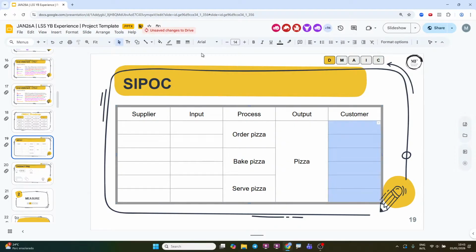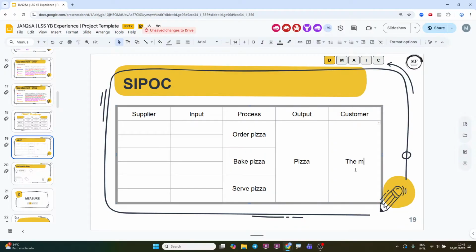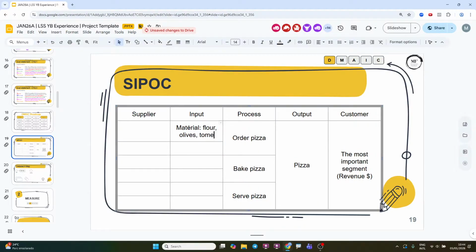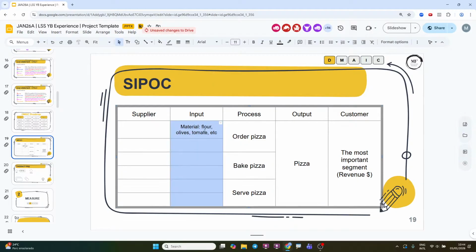And the customer is the most important segment. We have decided on the most important segment in terms of revenue. Okay? It's a decision that we made. In terms of input, we are going to use the famous 6M's. So we have material. We have many things: flour, olives, tomato, etc. Let's just put a few elements so we have a sense of the tools, in this case.